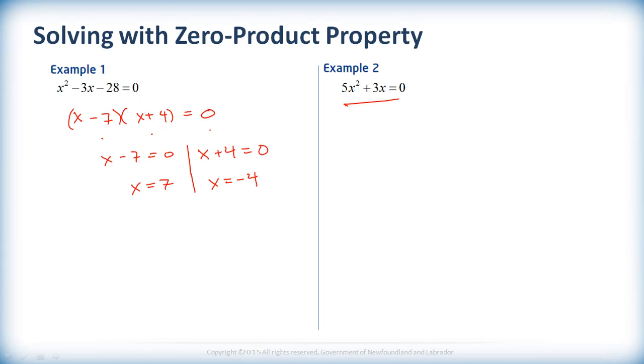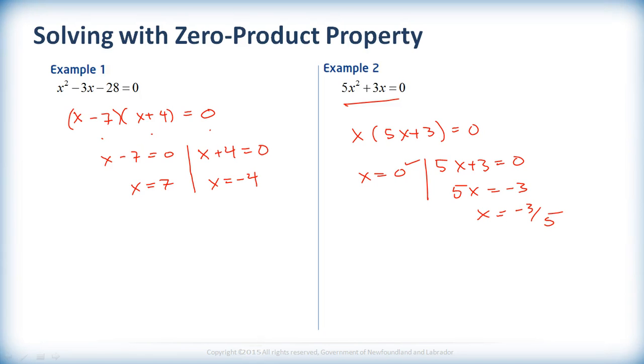And for this one, we have a common factor of x here. So we take that out. We've got x times (5x plus 3) equals 0. So that means that either x is 0 or 5x plus 3 equals 0. If x is equal to 0, there's not much more we can do. But if 5x plus 3 equals 0, 5x would be negative 3, and then x would be negative 3/5. Okay? So we've got 2 roots for that quadratic equation, and 2 roots for this one.